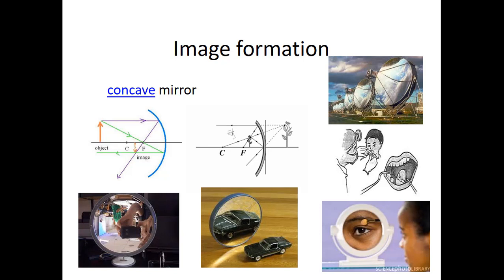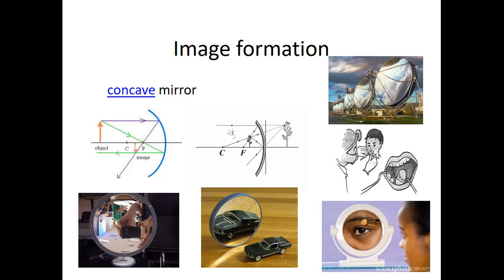And you can see if you take like a spoon from your kitchen and move it back and forth, you'll see where the focal point is. When the object goes upside down, it's outside the focal point, and when the object is right side up, it's inside the focal point. So the idea is makeup mirrors magnify. Concave mirrors magnify. Dentists use them to look at your teeth.